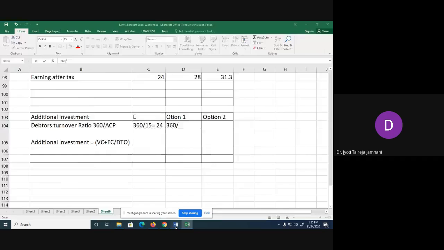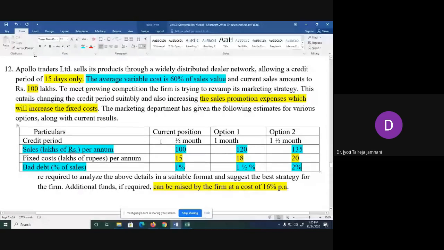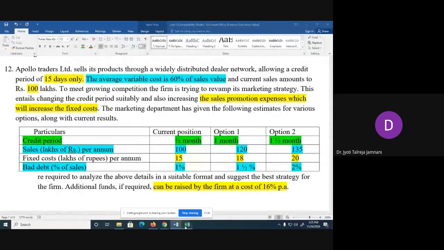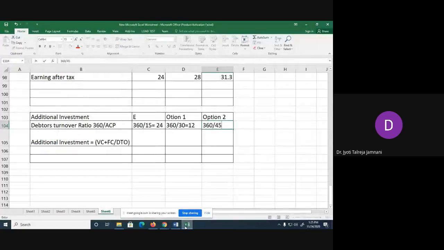Then for the next, it is 1 month, see here, the credit period. 1 month means 30 days. So 360 divided by 30 days, 12 times. And the next is 1.5 months. So 1.5 month means 45 days, 30 days of 1 month and 15 days of half month. So 360 divided by 45 days, it is 8 times.